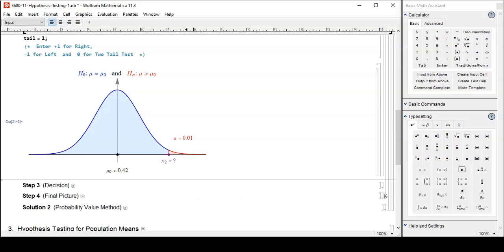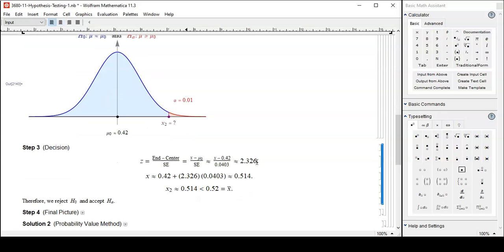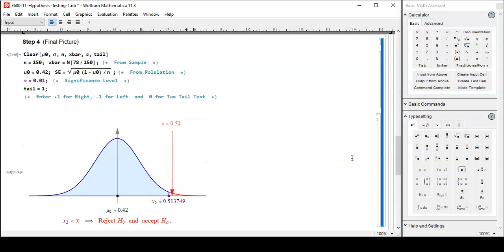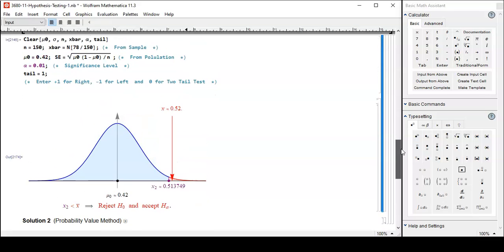Okay, let's go ahead with the computation. Same computation as before. As a matter of fact, here I'm using a little bit more accurate figure using Mathematica, 2.326, not just 2.33. In any way, we get this. And then 0.514 is a critical value, and 0.53 is actually a little bit bigger than that. So 0.52 here. So what can you say?